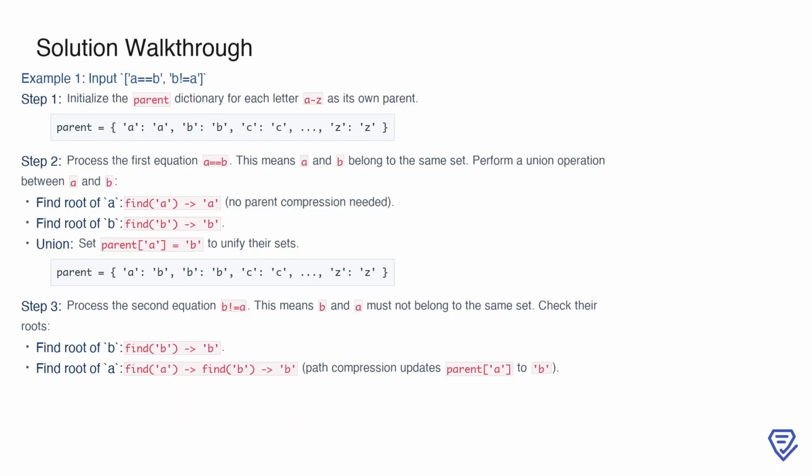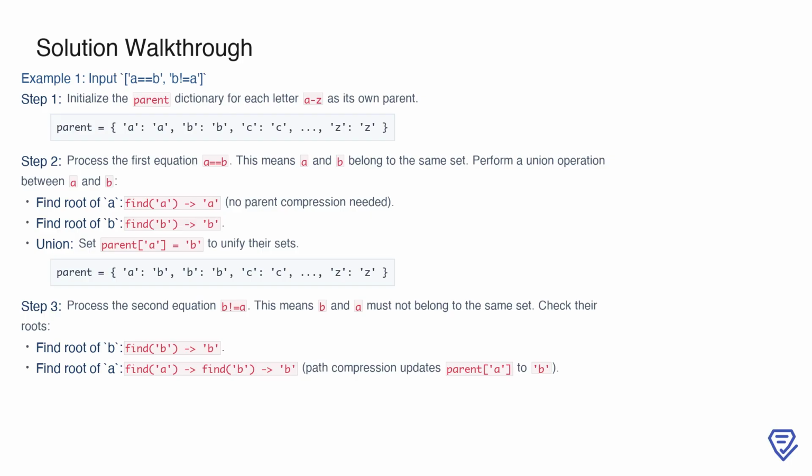To solve this problem, we use a union find data structure to manage the relationships between variables. First, we initialize a parent dictionary where each letter from A to Z is its own parent. This means that initially, all variables are in their own separate sets. Next, we process the first equation, A equals B. This equation tells us that A and B belong to the same set.